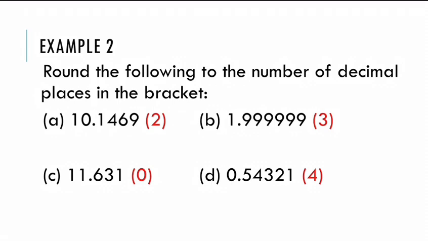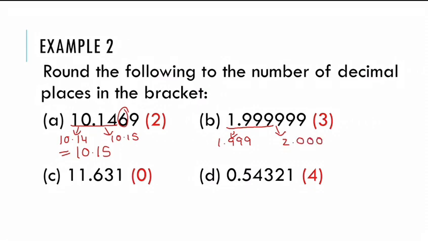In example 2, we are being asked to round to the number of decimal places shown in the bracket. So in example A, that is 2 decimal places, so our 2 numbers are 10.14 or 10.15. 6 is greater than 5, so we round up to 10.15. In part B, it is 3 decimal places, so our 2 numbers are 1.999 or 2.000, making sure I put in the 3 zeros for 3 decimal places. 9 rounds up, so we are going to round to the number above.